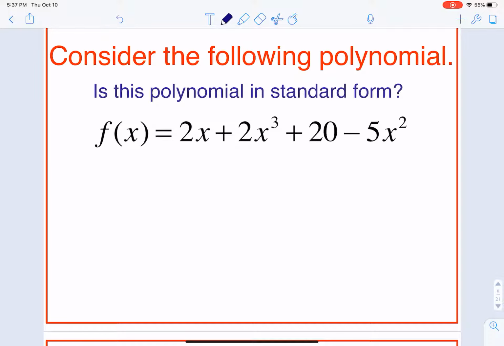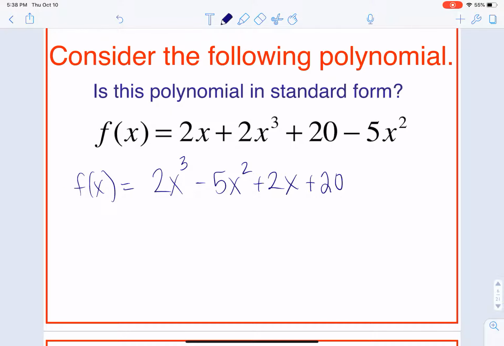Is this polynomial in standard form? No way, it is not in standard form. Standard form of this polynomial would be starting with the term that holds my largest degree. So 2x cubed minus 5x squared plus 2x plus 20. So now I'm in standard form. My degrees go in decreasing order.